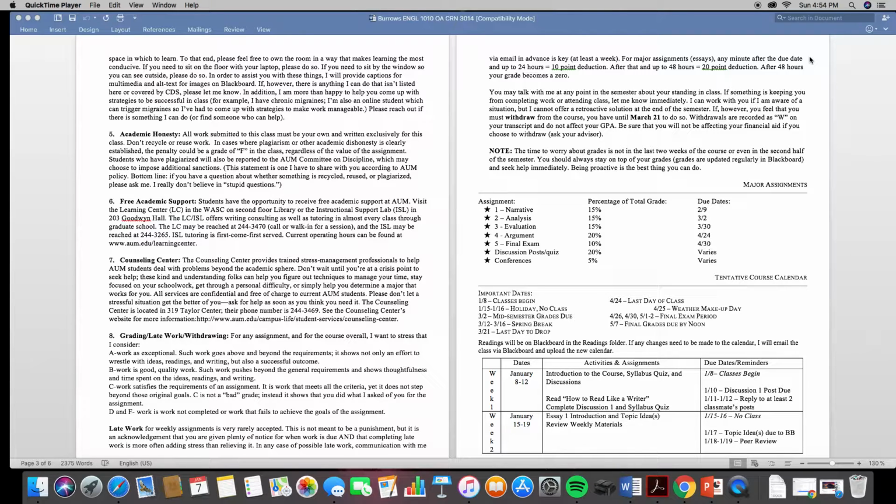You can talk to me at any point in the semester about your grades. You can withdraw up until almost the end of March. But the time to worry about your grade is not the last week of class. You should be worried about your grades right now, next week. Make sure you do all of your work. Make sure you read the guidelines. Make sure you talk to me and you do peer review.